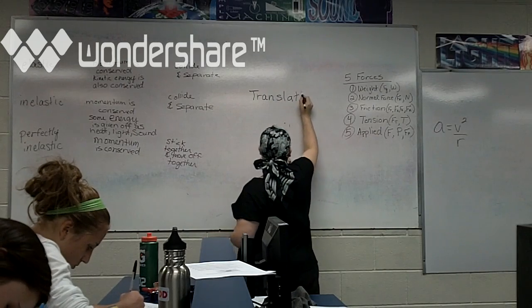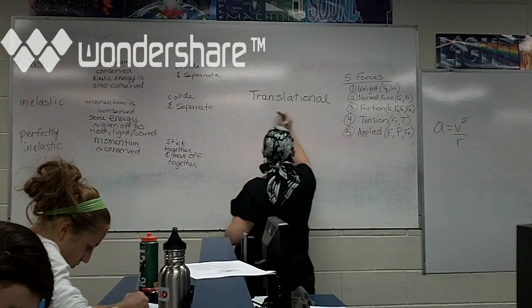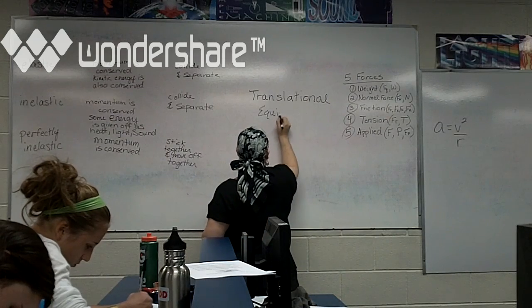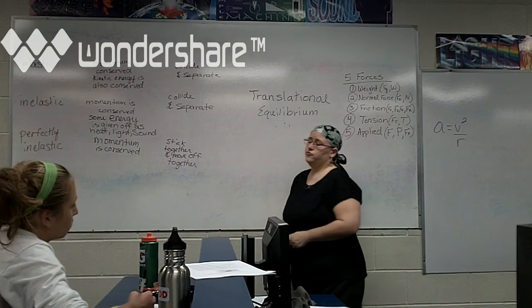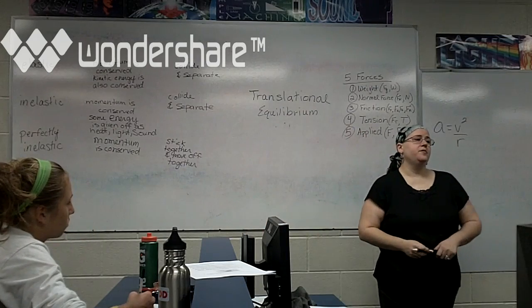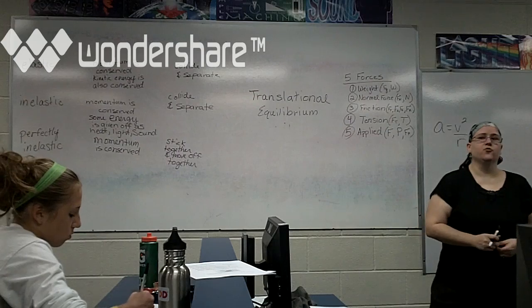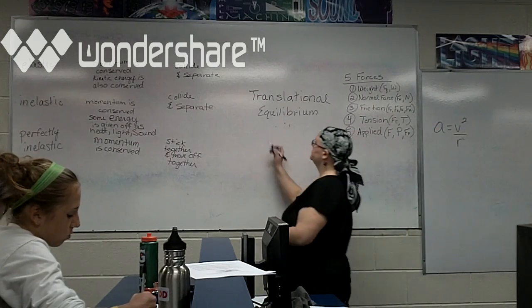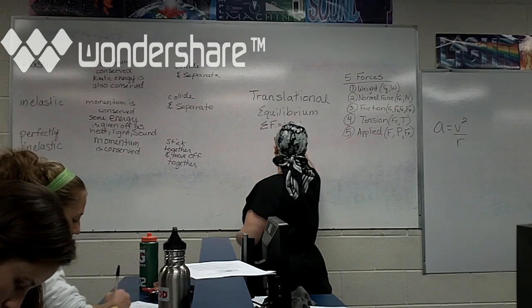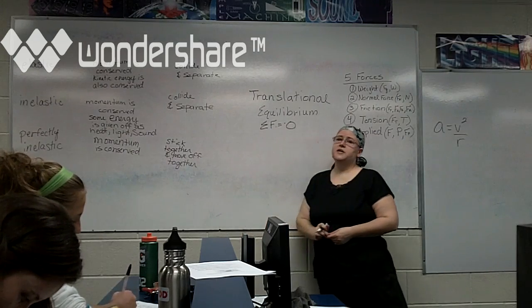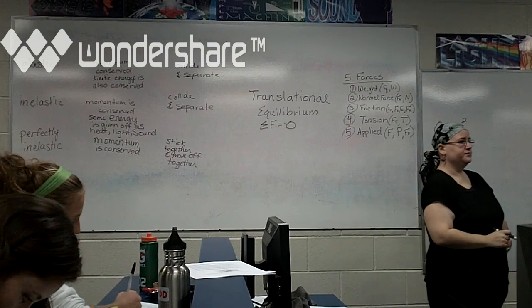Translational equilibrium. When you've reached translational equilibrium, it means your net force, or the sum of your forces, is equal to 0, which means 2 things are possible.